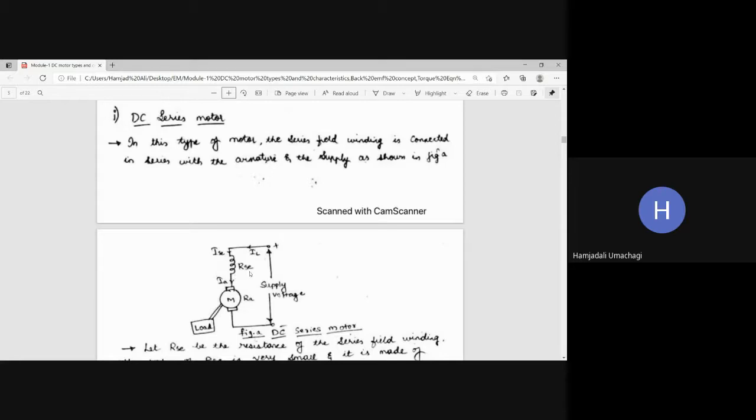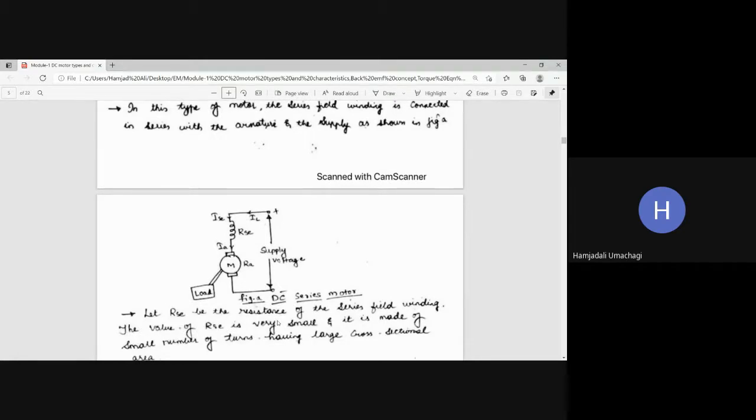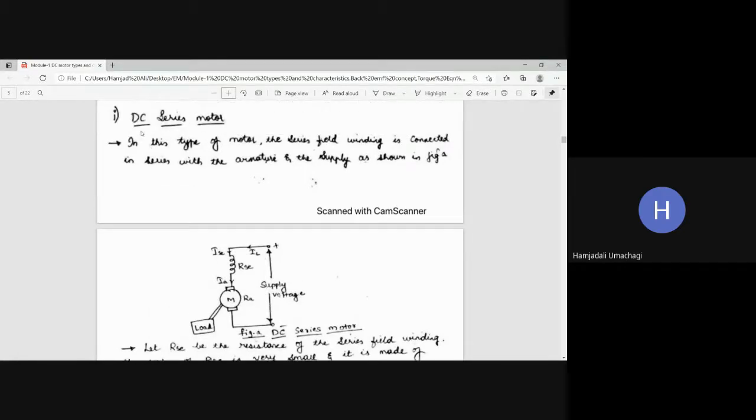The field winding has its own resistance represented by RSC, and it carries the current ISC. This is the load current IL, and this is the supply voltage, which is DC in nature, represented by the plus-minus symbol. As the motor is a DC series motor, the current equation is IL equal to ISC equal to IA, because they are all in the same direction and connected in series. Yes or no? So the current equation for this DC series motor is IL equal to ISC equal to IA.